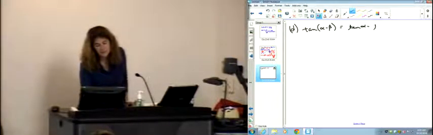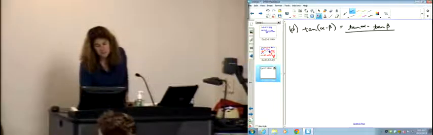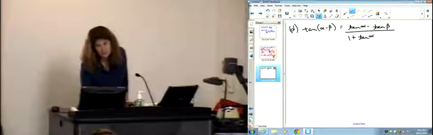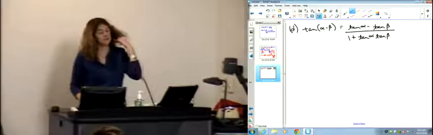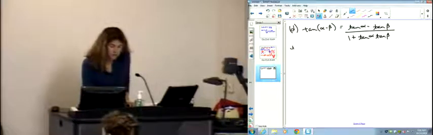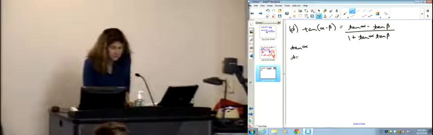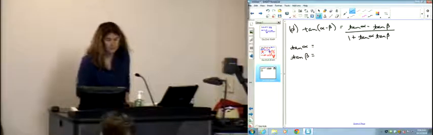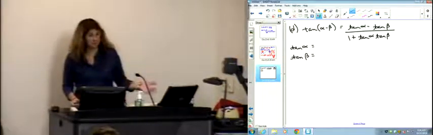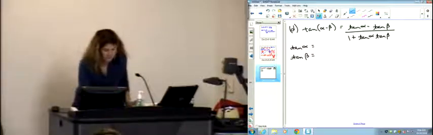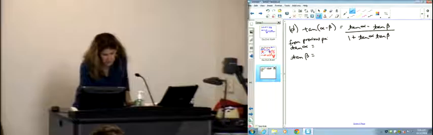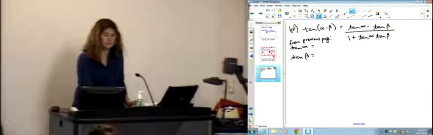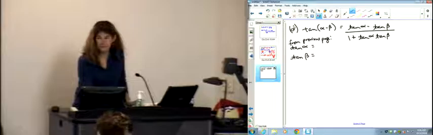And that will be the tangent of alpha minus the tangent of beta over 1 plus tangent alpha tangent beta. That's the formula we're using there. We will need to know the tangent of alpha and the tangent of beta. So to get those, I'll need to look back at my previous screen here. So I'm going to put here that I'm looking back on that previous page. Are you ready to look back? No, some of you are still writing.